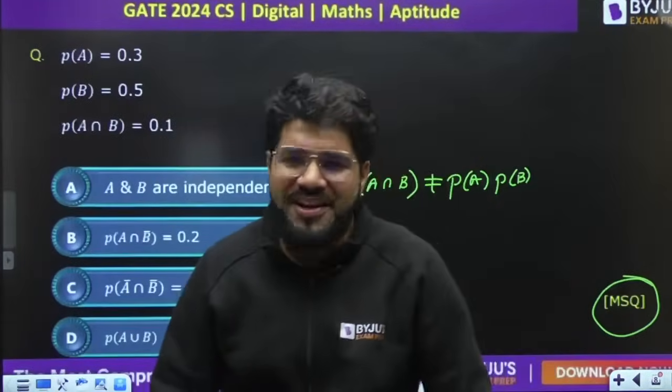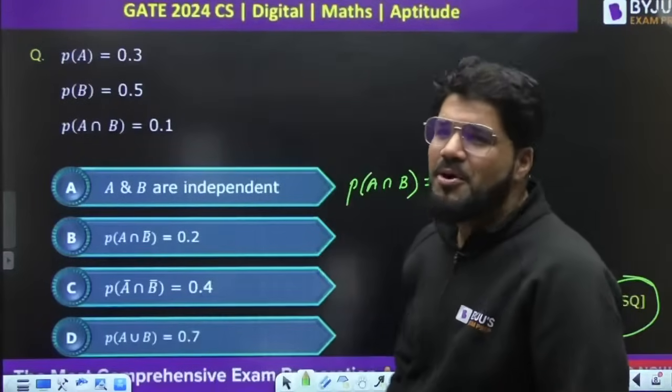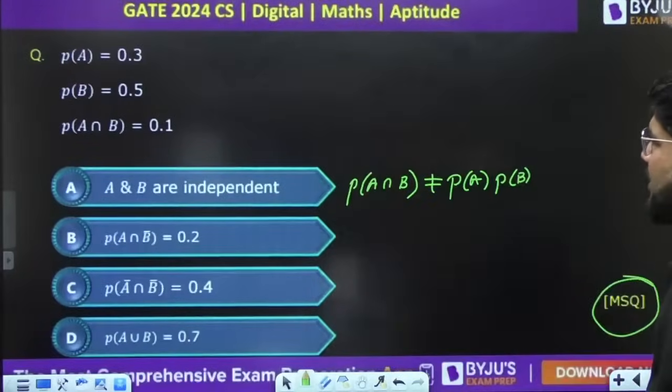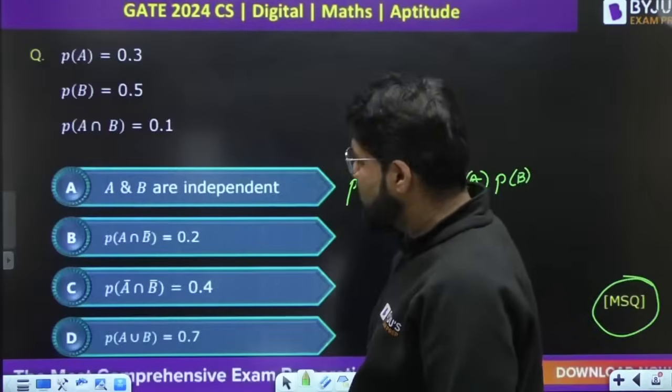Can't say, Jashwant, that totally depends on the exam center. May be and may not be, both things happen there.